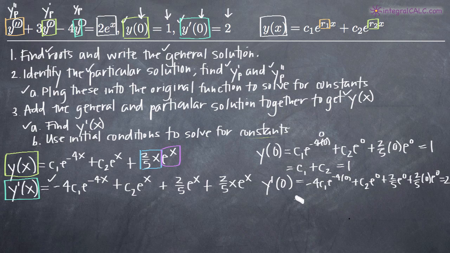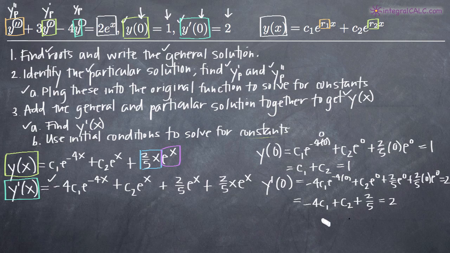Sorry for getting kind of smushed here. So now you can see, e to the 0 is, of course, 1. We'll get negative 4 c sub 1. Again, e to the 0 will give us 1, so we'll just be left with c sub 2 here. E to the 0 will be 1, so we'll have 2/5 for our third term, and then our last term will be 0 because, of course, it's multiplied by 0, and that's all set equal to 2.